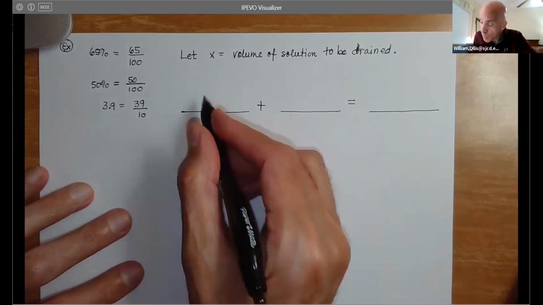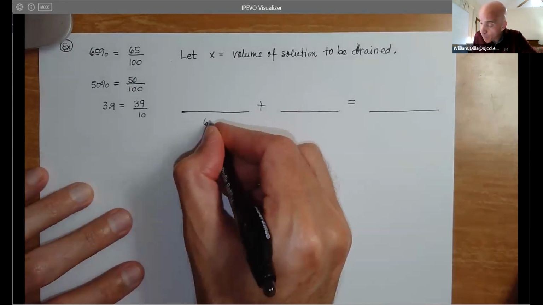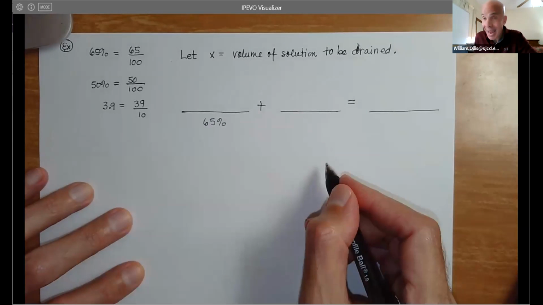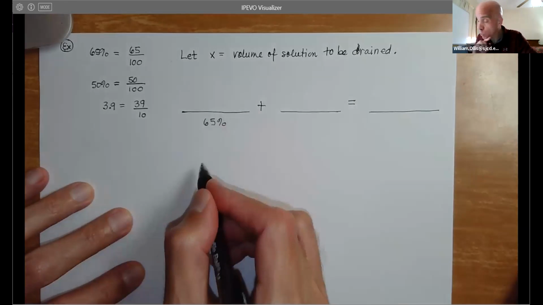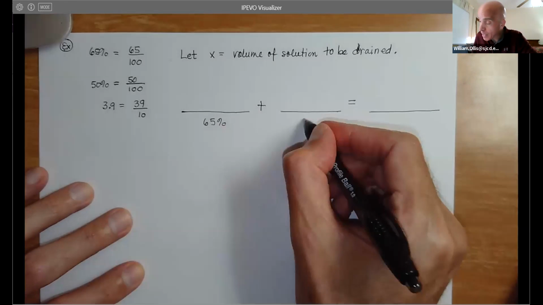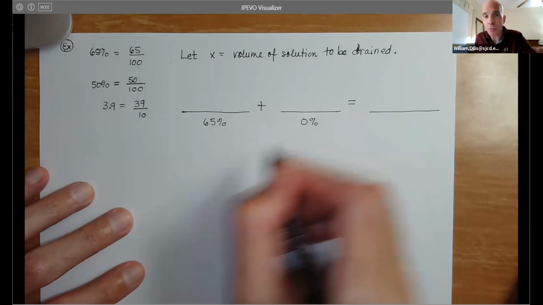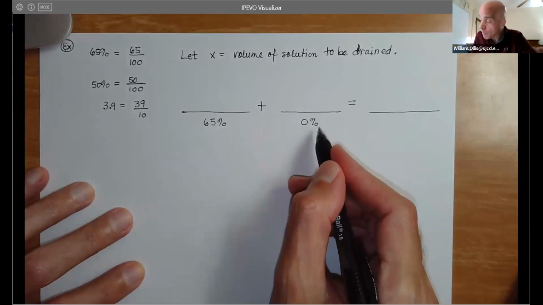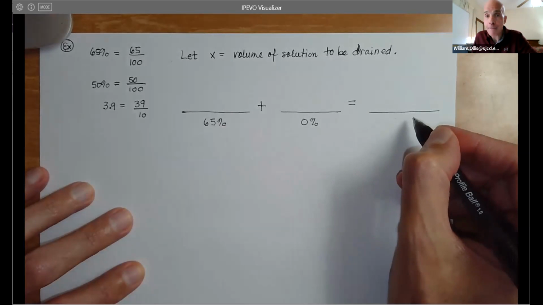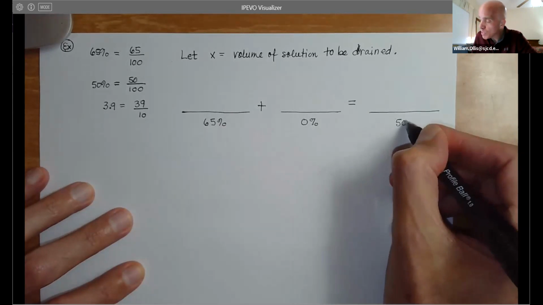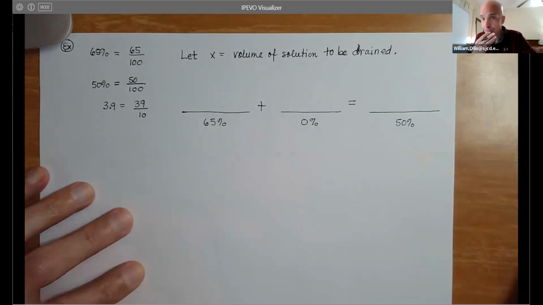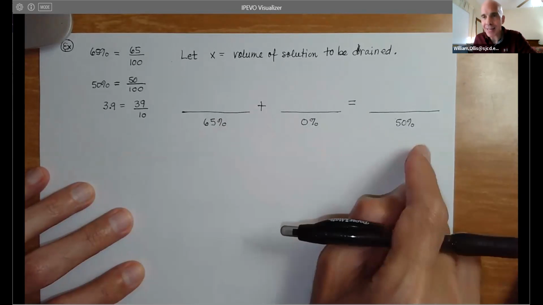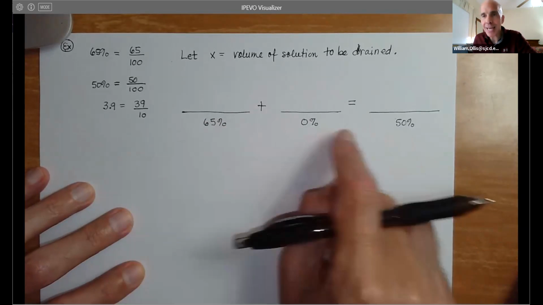So what we're going to do is start out just like we had before. We're going to have a 65% antifreeze blank. And then, of course, the water is no antifreeze, and you're thinking, well, why do we bother? Well, we need to put this in so we don't forget it in the future. And then, of course, what is the goal percent? 50. This is the only time I'm going to write the percents. And again, ladies and gentlemen, these are not fraction bars. These are lines. These are blanks. And these are just labels.